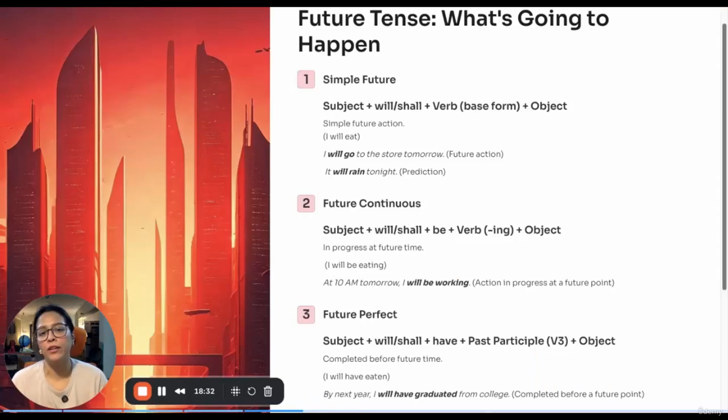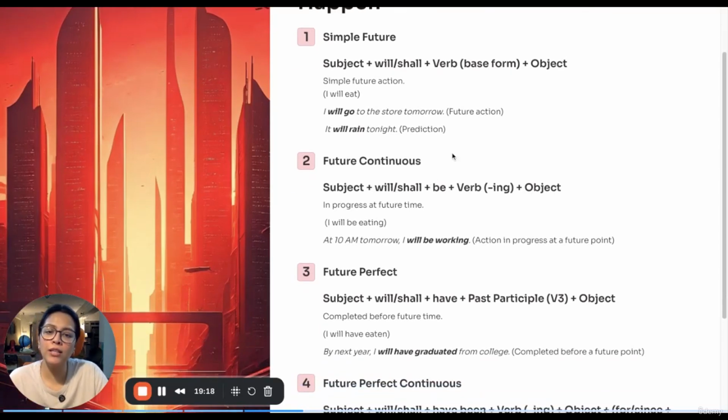Future tense is used for the future, like something that is going to happen in the future. Simple future, the form will be subject, will, shall, plus verb, the base form, that is the common form, and the object. Simple future is used for simple future actions. I will eat. I will go to the store tomorrow. I will buy a book. It will rain tonight. All right. So whenever there is a future action or a prediction like it will rain tonight, we will use the future tense. Next is future continuous.